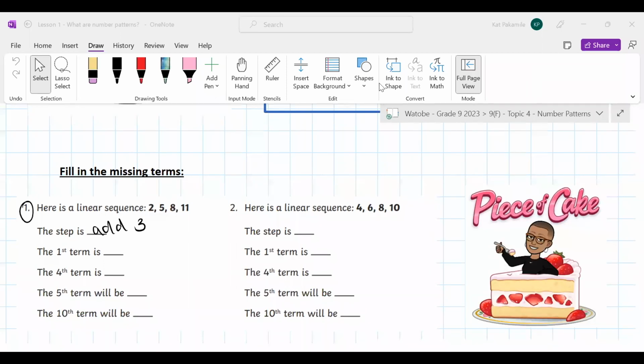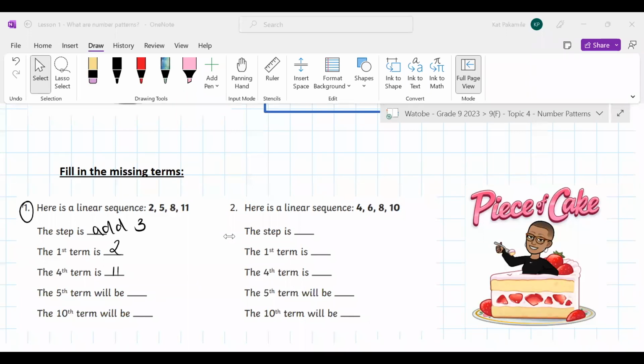Okay, so the first term is 2. I'm just hoping you guys can hear me right at this point. First term is 2. What is our fourth term? Fourth term would be 11. Thank you, Lindelani. Okay, what do we think our fifth term is going to be? We have established that we add 3. So if you want to add 3 from the fourth term, what is it going to be?